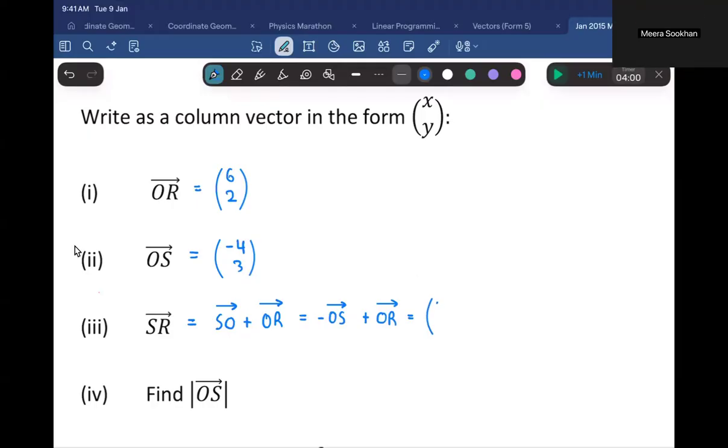3, 4. Wait, because if we have a negative sign on the outside, that negative is going to multiply by the -4, and that's going to turn to 4. If we have a negative here, a negative is going to multiply by the 3, and that's going to turn to -3.